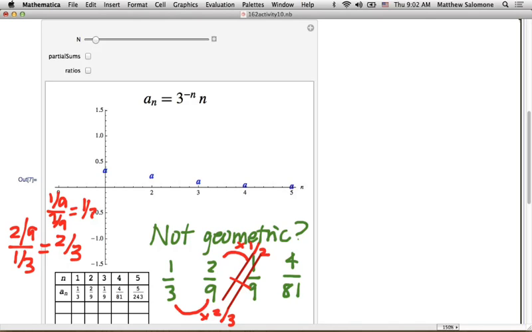But there might still be some value in looking at these ratios and continuing to look at these ratios as we go further and further out towards n equals infinity. The next ratio, 4 over 81 divided by 1 over 9, that's 4/9.